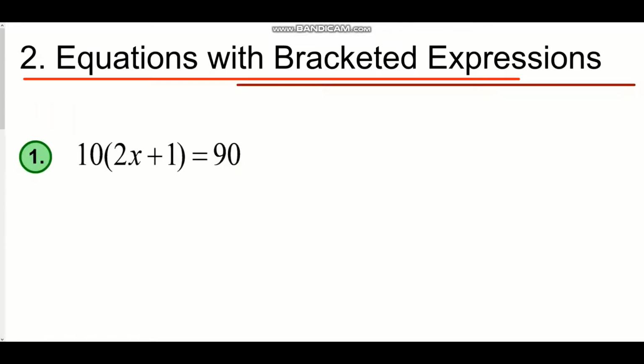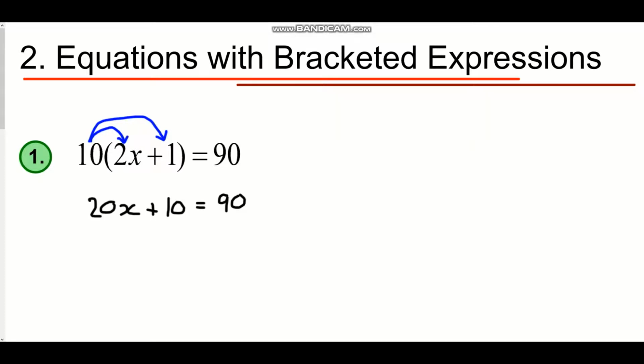Okay, so part 2 of this video is equations with bracketed expressions. You know that to remove a bracket, you need to multiply the number in front of the bracket by each of the terms in the bracketed expression. That's a confusing way of saying you're just going to multiply each thing in this bracket by 10. Okay, so 10 times 2x, and then 10 times plus 1. So 10 times 2x is equal to 20x. 10 times plus 1 is equal to plus 10. And that is 90.